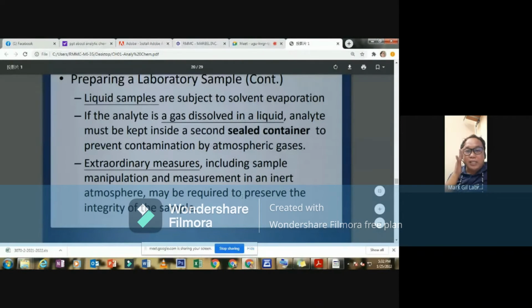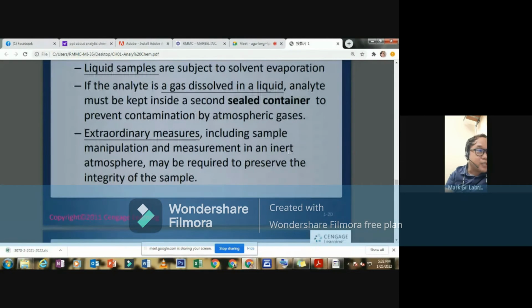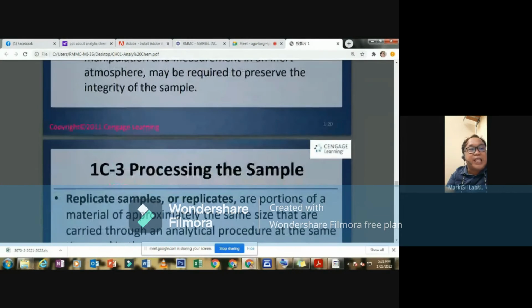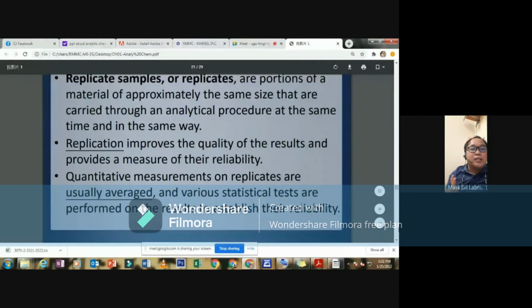So liquids should really be in a container, no? And if it is a gas dissolved in a liquid, it should have a second sealed container. Extraordinary measures, including sample manipulation and measurement in an inert atmosphere, may be required to preserve the integrity of the sample. Okay. So this is what Mark Joe was saying earlier, about why we need many.